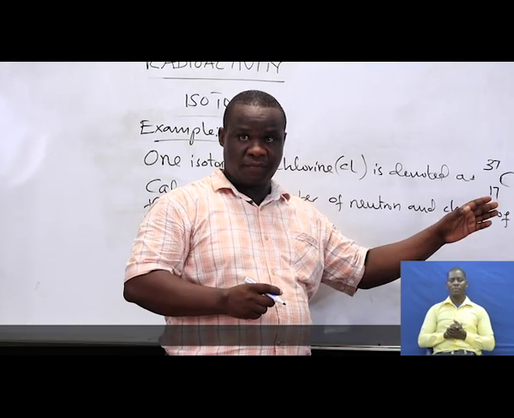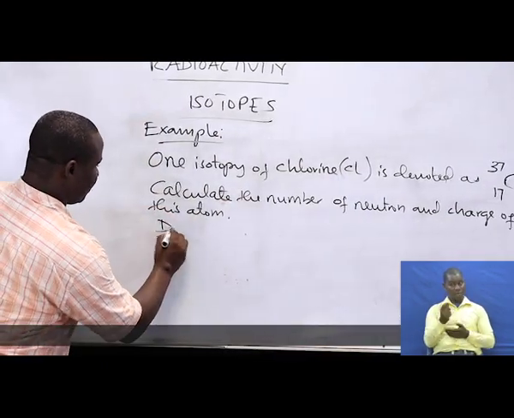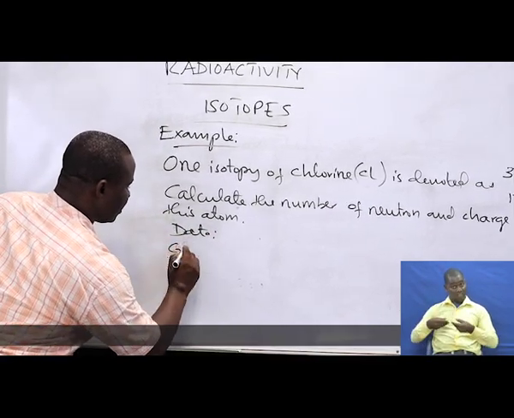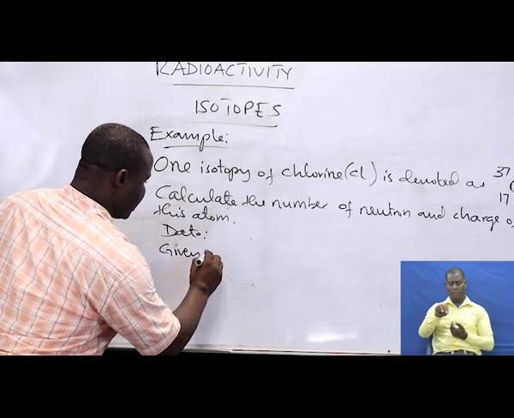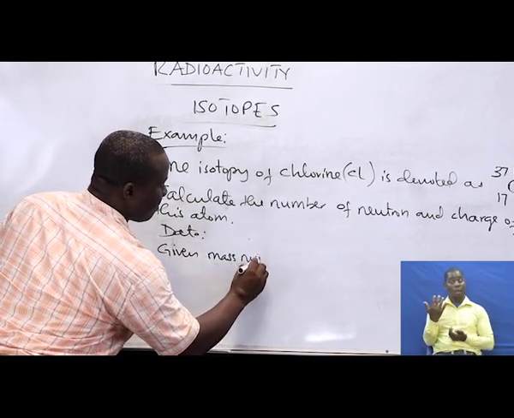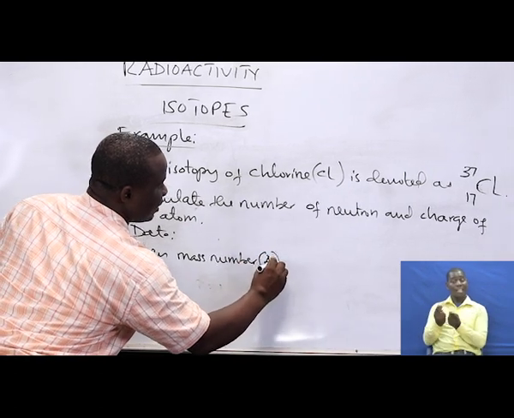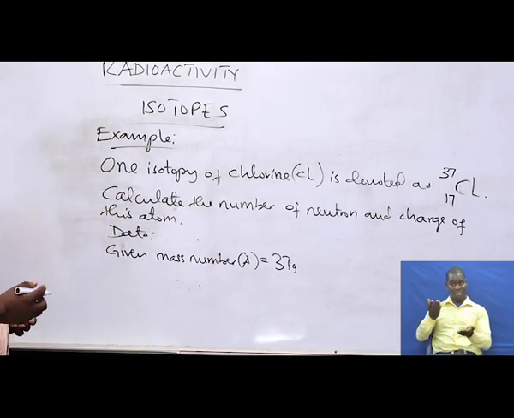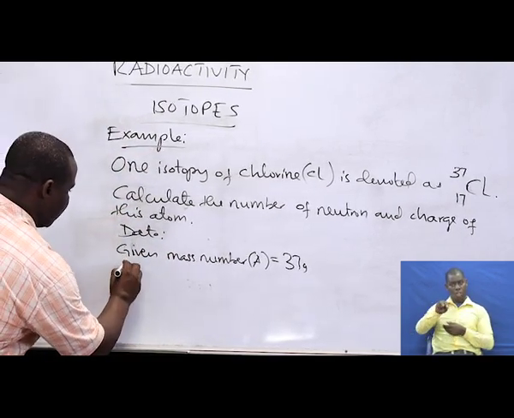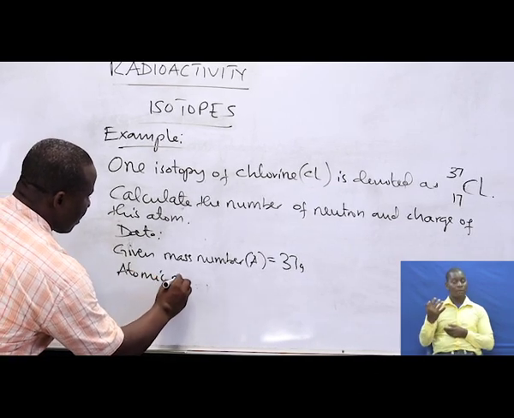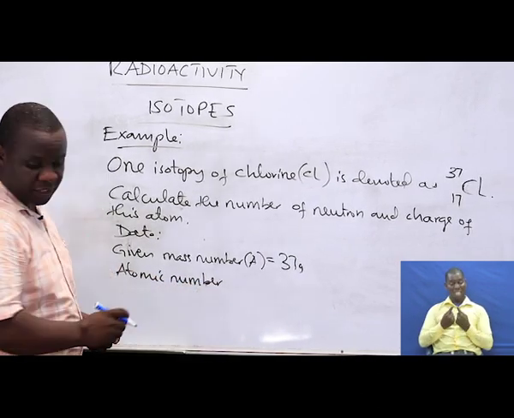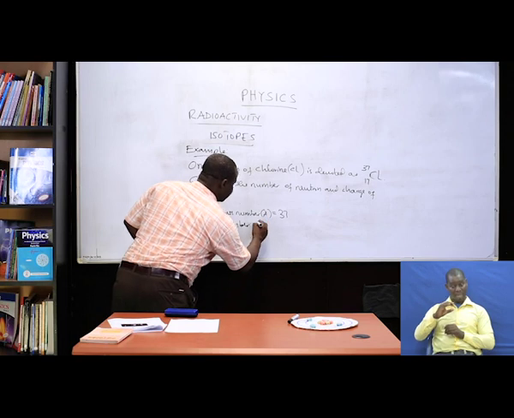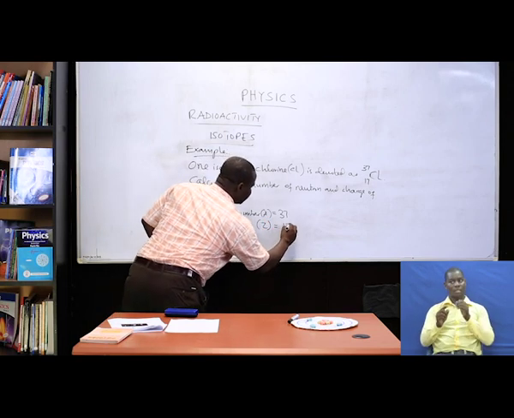the number of neutrons. This can be written as, first, you write the data provided. We are given, we can write here, given: mass number, which is A, equals 37. In fact, all of these are in grams because they are the masses. But because we are dealing with numbers, we can just say 37. And atomic number, which is Z, equals 17.